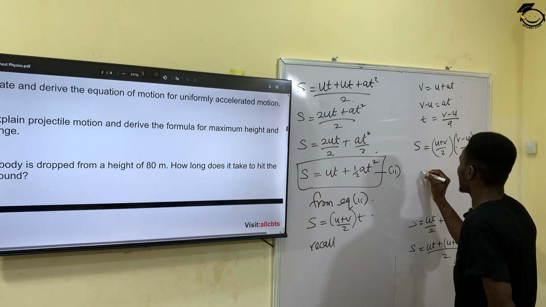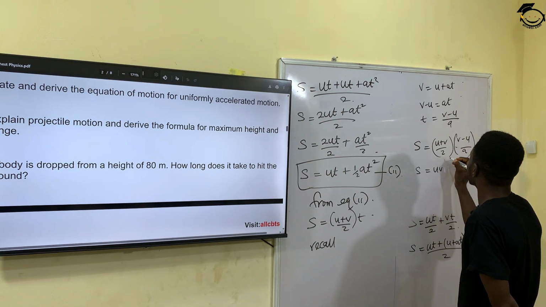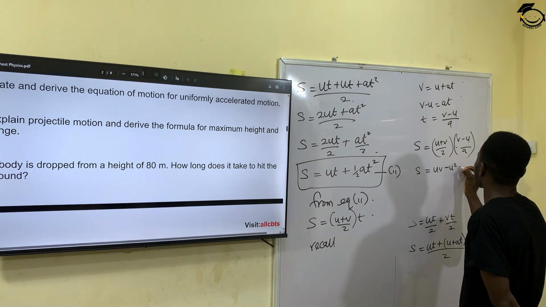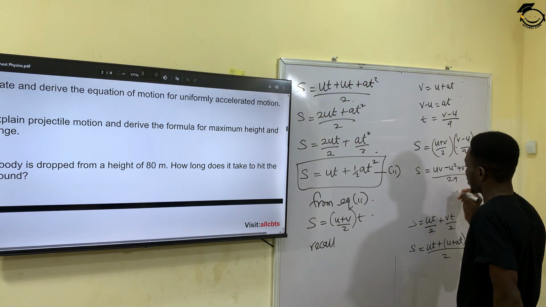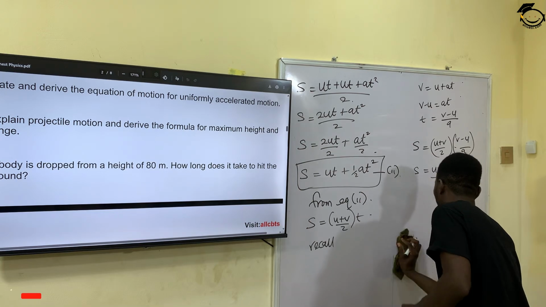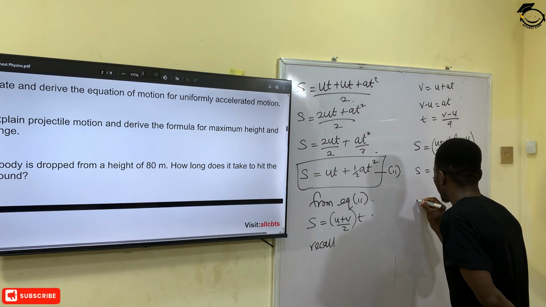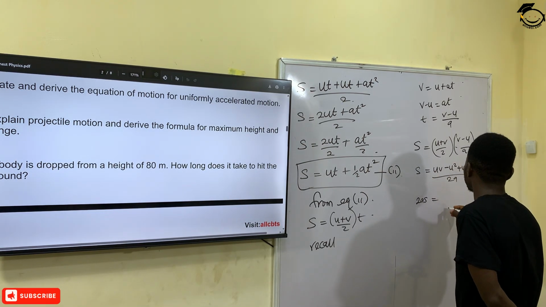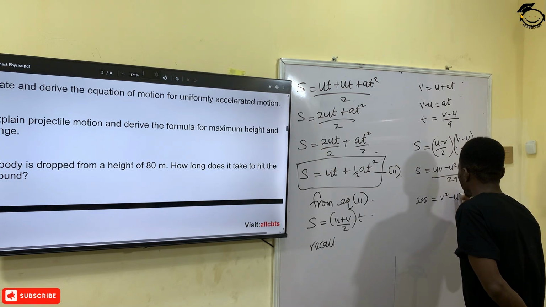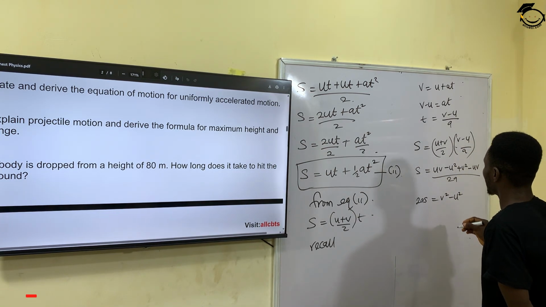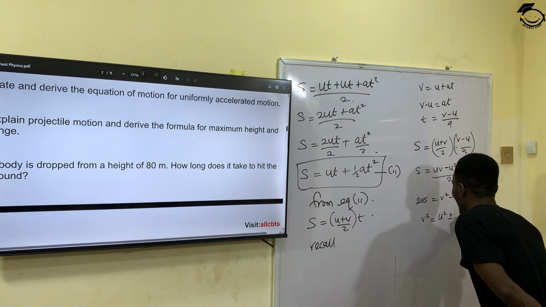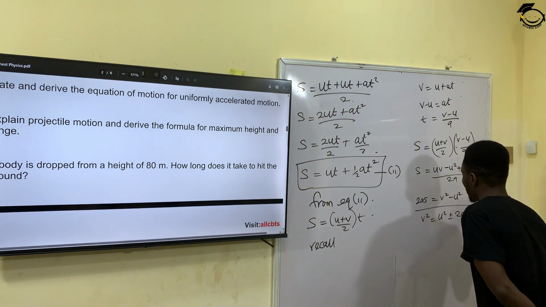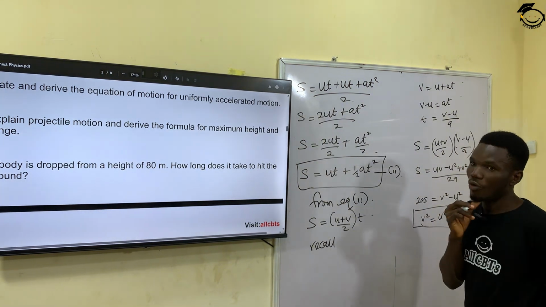So if I open the bracket, it means my distance will be equal to uv minus u squared plus v squared minus uv, all divided by 2a. If I cross multiply and simplify, this will mean that I have 2as is equal to v squared minus u squared. So this can be written as saying that v squared is equal to u squared plus or minus 2as. So this is the third equation of motion.